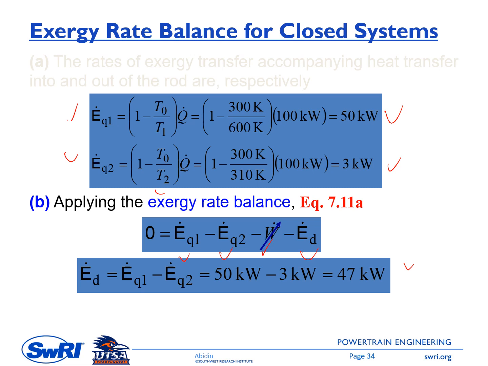So once again, entering the rod, we have 50 kilowatt. It's pretty high exergy. But when it's leaving the rod, it's only 3 kilowatt. So we lost 47 exergy here. Okay.